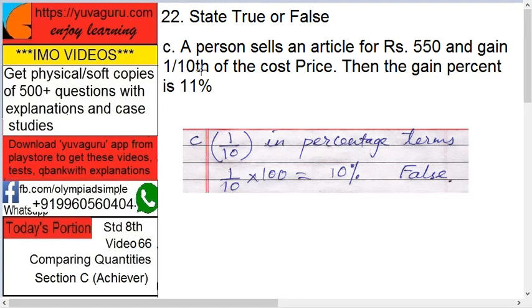One tenth is in terms of actual rupees and this is in terms of percentage. So convert one tenth into percentage. How? One tenth in percentage terms. Whenever you have to convert anything to percentage, multiply it by 100. So 1 upon 10 into 100, it becomes 10%. But what is given? 11%. So it is false.